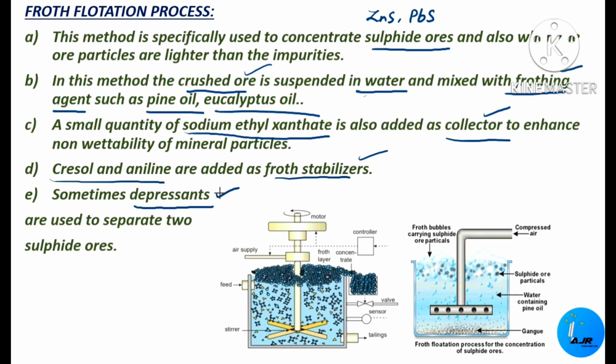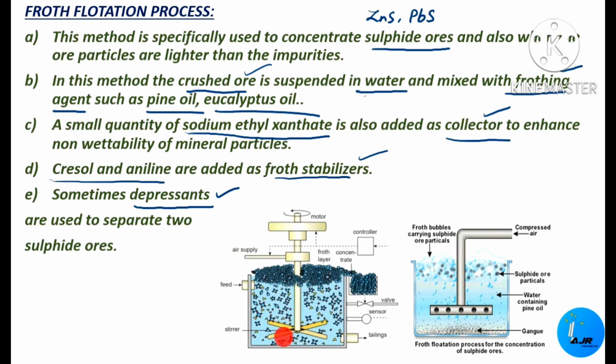What is the use of adding depressants? Sometimes it is possible to separate two sulfide ores by adjusting the proportion of oil to water or by using depressants. For that purpose only we are using depressants. I will explain the usage of the depressant after explaining this process. So what happens during this froth flotation process is, I have given two diagrams.